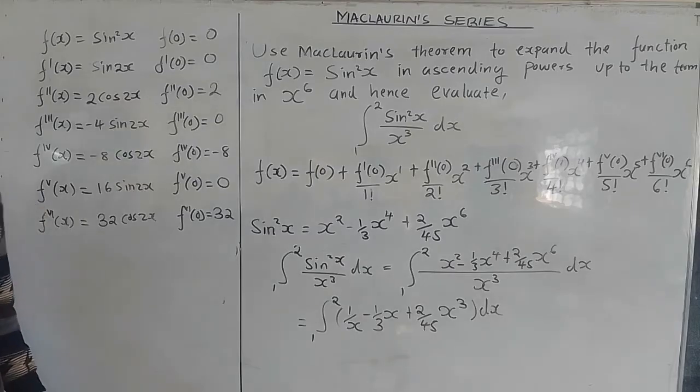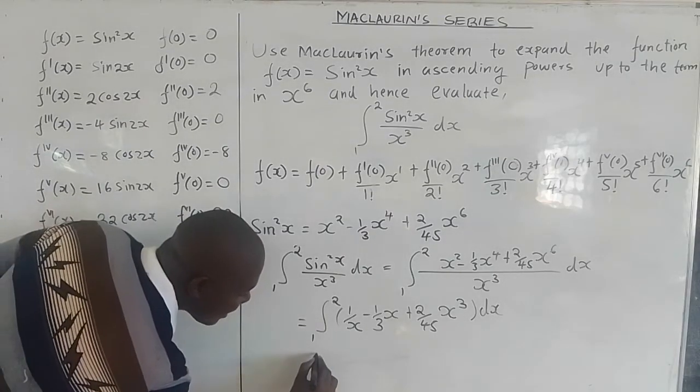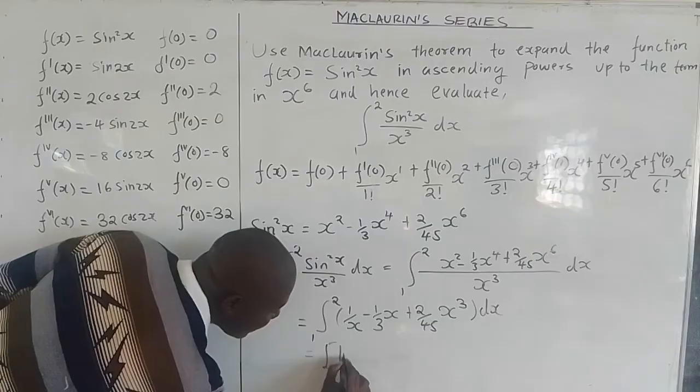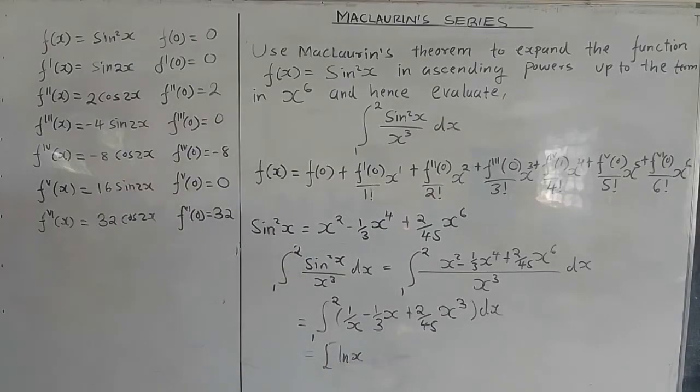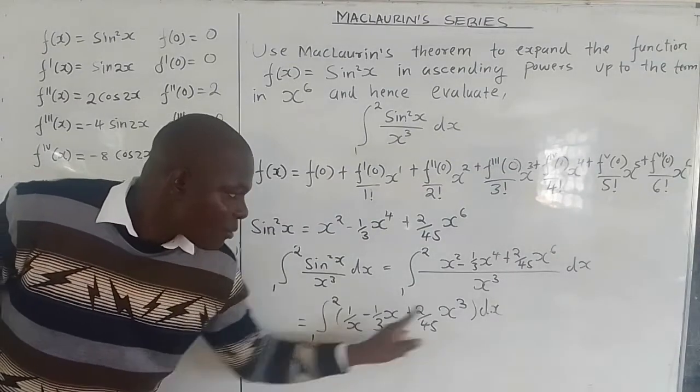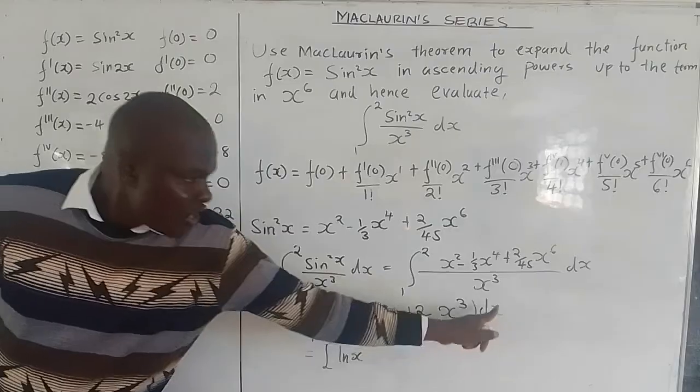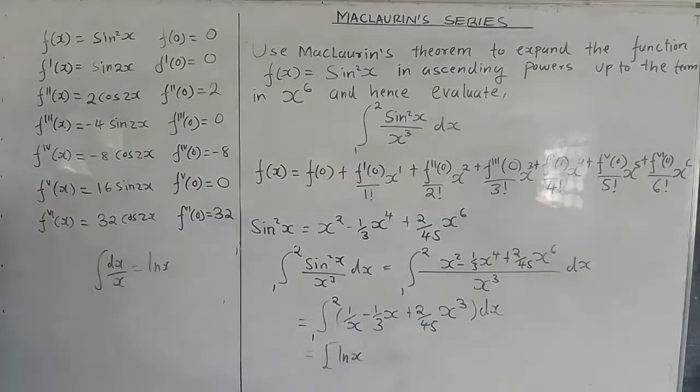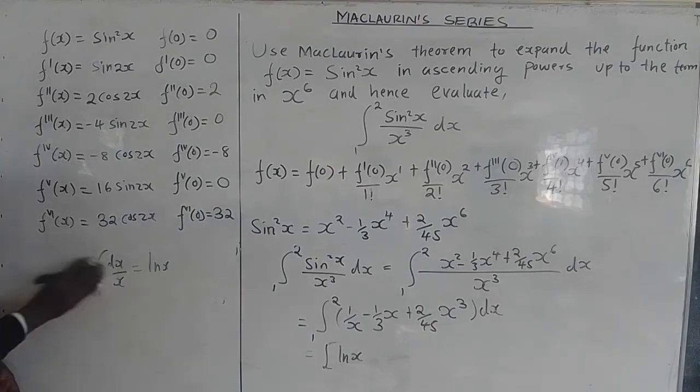ln of x, isn't it? So if you integrate 1 over x, you will get the ln of x. That is like saying integral of dx over x is ln of x, because dx multiplies everything inside. See dx times this, you get dx over x. If you integrate dx over x, you get ln of x. Are we together? You move to the next one.